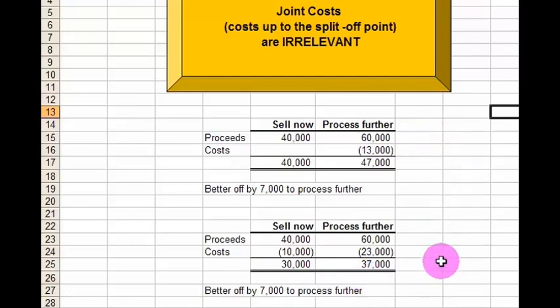And you could also do this on a per unit approach. There's always going to be a multitude of ways in which you can do the problem. I think this top table is the cleanest and the simplest.